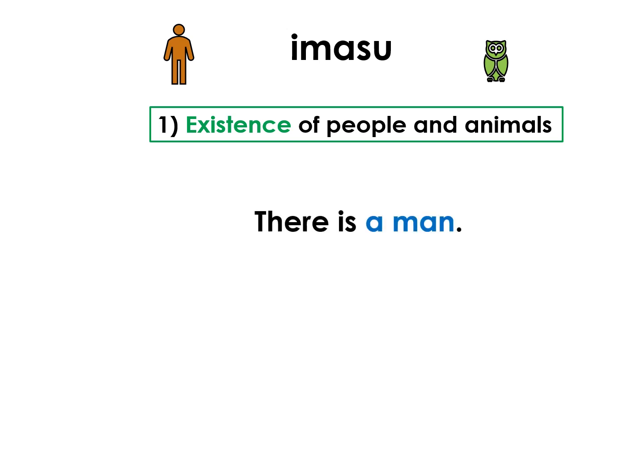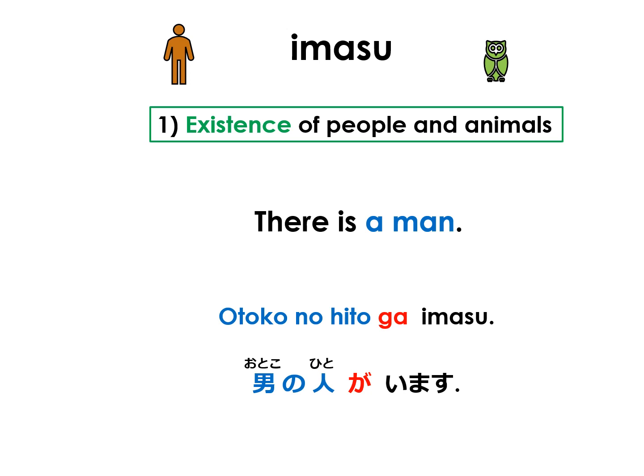To say there is a man, in Japanese we say otoko no hito ga imasu. Otoko no hito ga imasu. Otoko no hito means man. Literally, it means a man exists. We use the particle ga instead of wa. Whereas wa expresses topic, ga expresses subject, meaning that it is the man or the otoko no hito that exists.